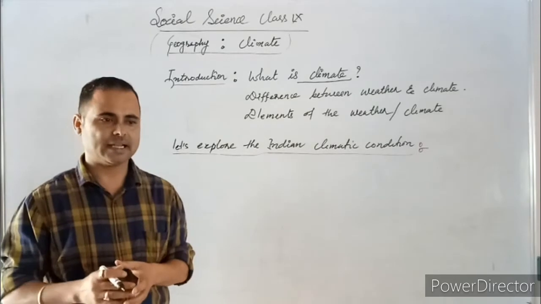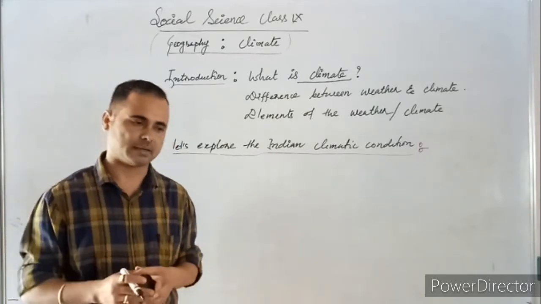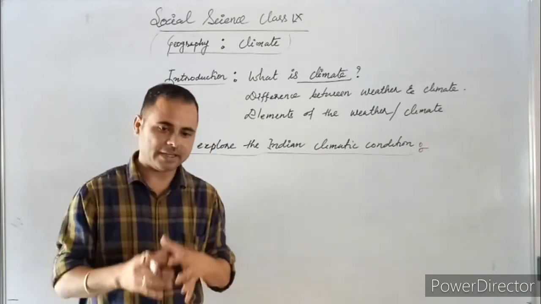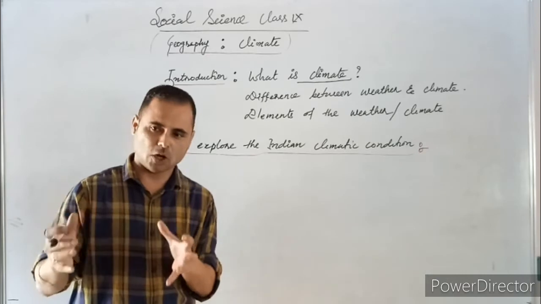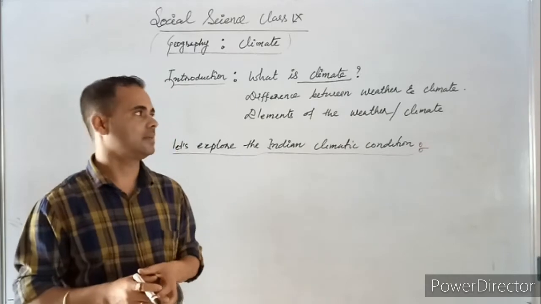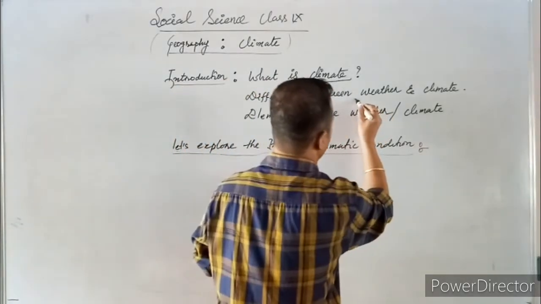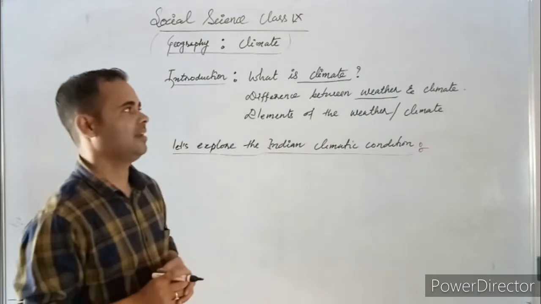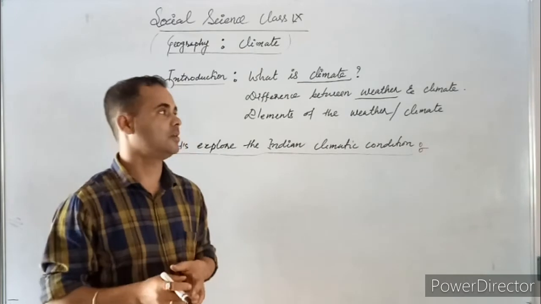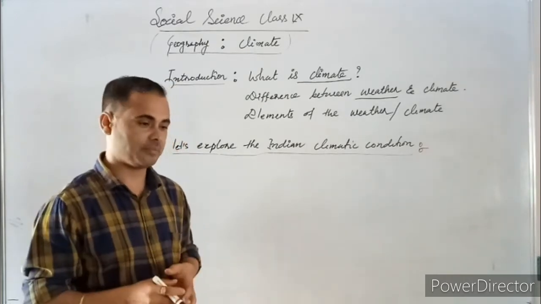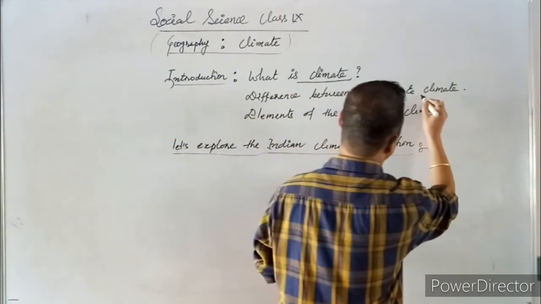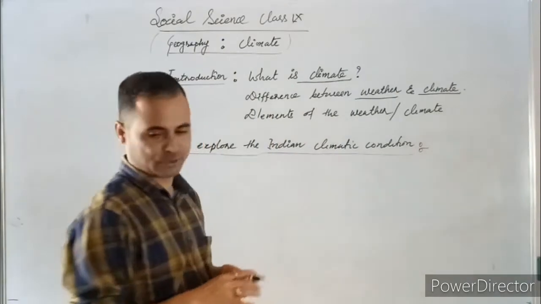Now if this is atmospheric conditions, then what is the weather? When such fluctuation of a larger area for a long period of time, with all its variations, is calculated, that is called weather. And the sum total of the weather conditions and variations for a large area, calculated for a long period of time, that is 20, 30, 40 years, is called what? Climate.